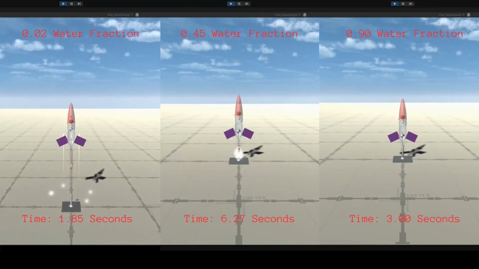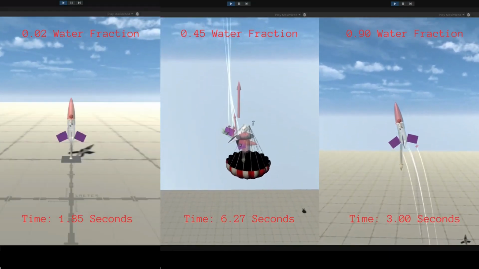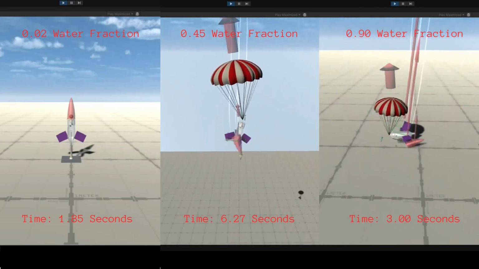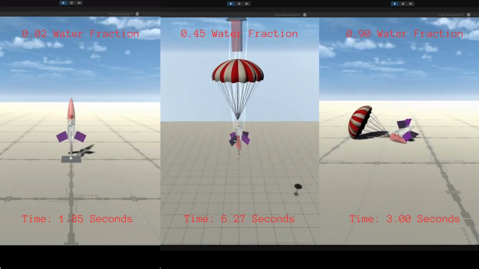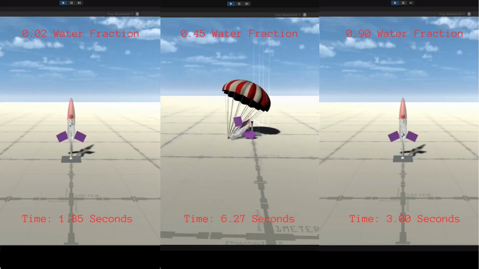As the pressurized fluid in our rocket is expelled, this creates an equal and opposite reaction known as thrust. This thrust is what propels our rocket up into the air. We have found that a low water fraction does not have enough thrust to initially take off, while a high water fraction results in the rocket not being able to achieve a large enough acceleration.